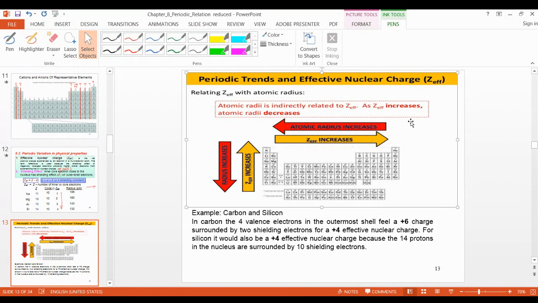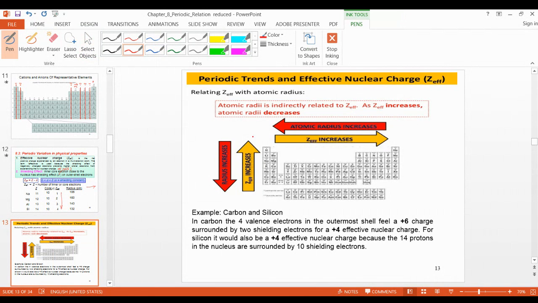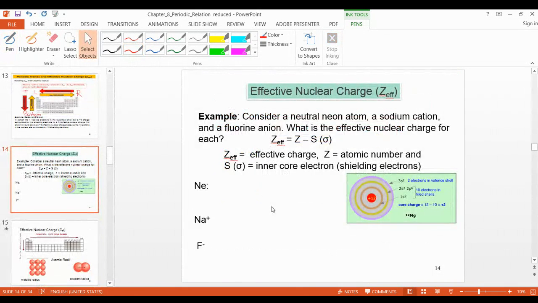So the atomic radius is indirectly related to the Z effective. As the Z effective increases, the atomic radius decreases. So atomic radius decreases and Z effective or ionization energy increases from left to right. This is left and this is right, and this is top and this is bottom. See, this is another example I have already given here. You can calculate yourself. I have written here S or sigma. You can write.